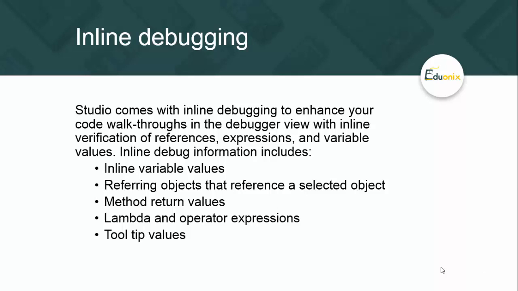Android Studio comes with inline debugging to enhance your code walkthroughs in the debugger view with inline verification of references, expressions, and variable values. Inline debugging information includes inline variable values, referring objects that reference a selected object, method return values, lambda and operator expressions, and tooltip values. We will discuss debugging while developing our app in the upcoming sessions.